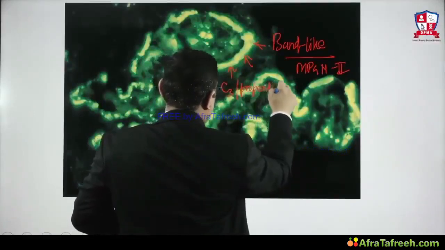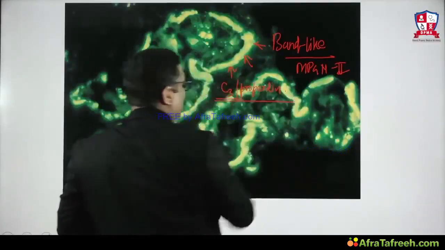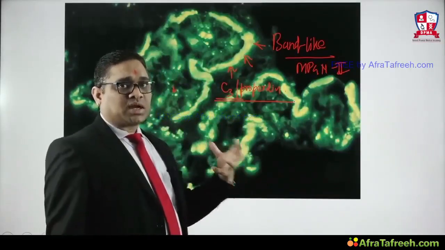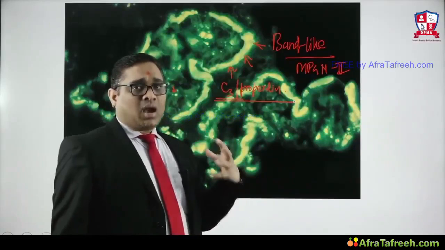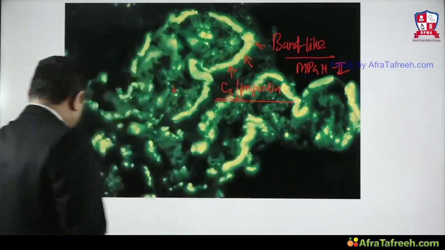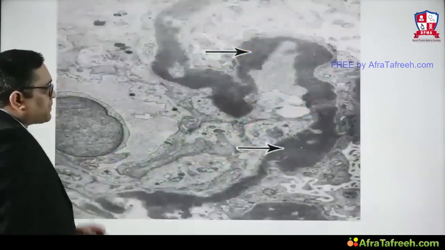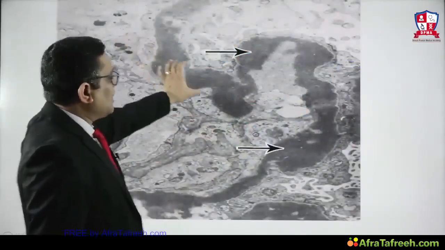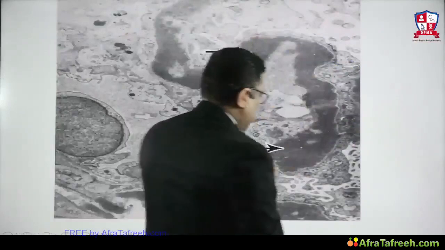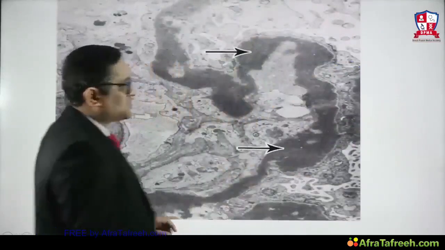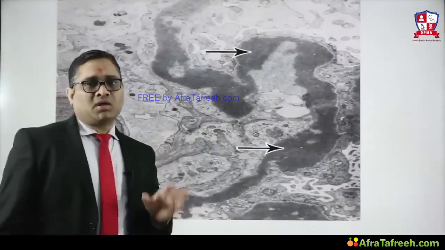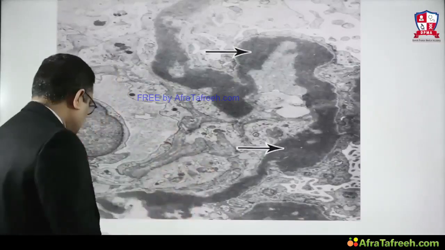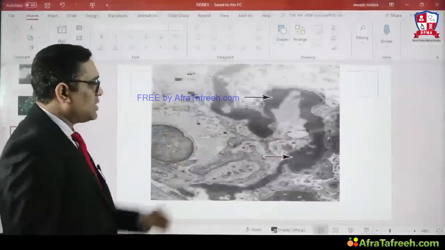C3 and properdin, that is why it is called C3 glomerulopathy. This C3 and properdin are dense deposits, that is why they are also known as dense deposit disease. And when you see their electron microscopy, you can observe how dense and thick the immune complex deposit is. So this is called dense deposit disease, C3 glomerulopathy, or type 2 MPGN. So these are important points about MPGN.